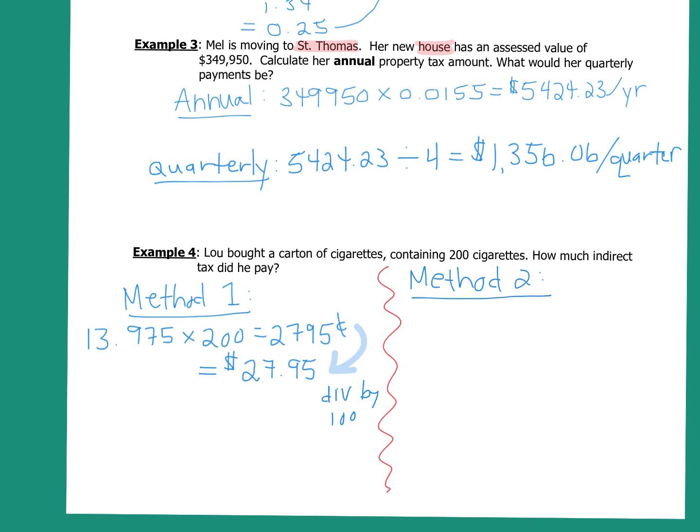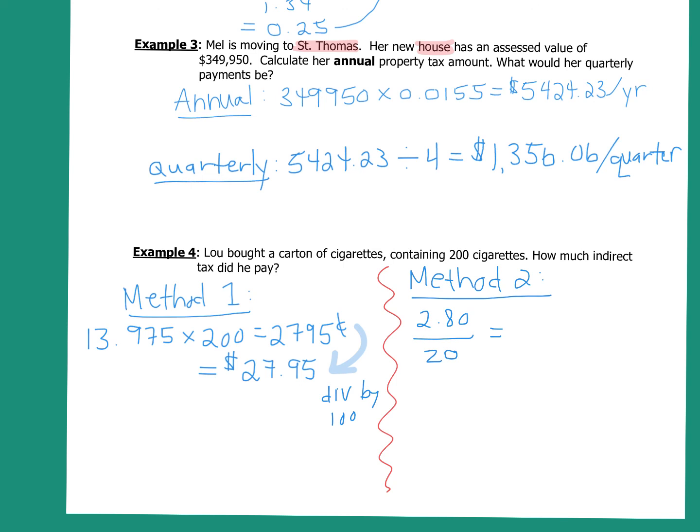Okay, and now we'll separate that and do method 2. So in this one, we know that it's $2.80 for every 20 cigarettes. So we can make a ratio. And I know we did this a couple years ago when I was teaching you math. So maybe you'll remember it.